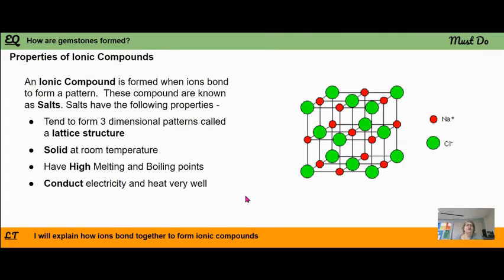Remember, ionic compounds are formed when ions come close to each other, and there's a force of attraction between the ions. It's not just a force of attraction between two, it's really a force of attraction between all of them. For example, in this compound with sodium and chlorine, we have a sodium ion and a chlorine ion fairly close to each other, and they have that really hard force of attraction.